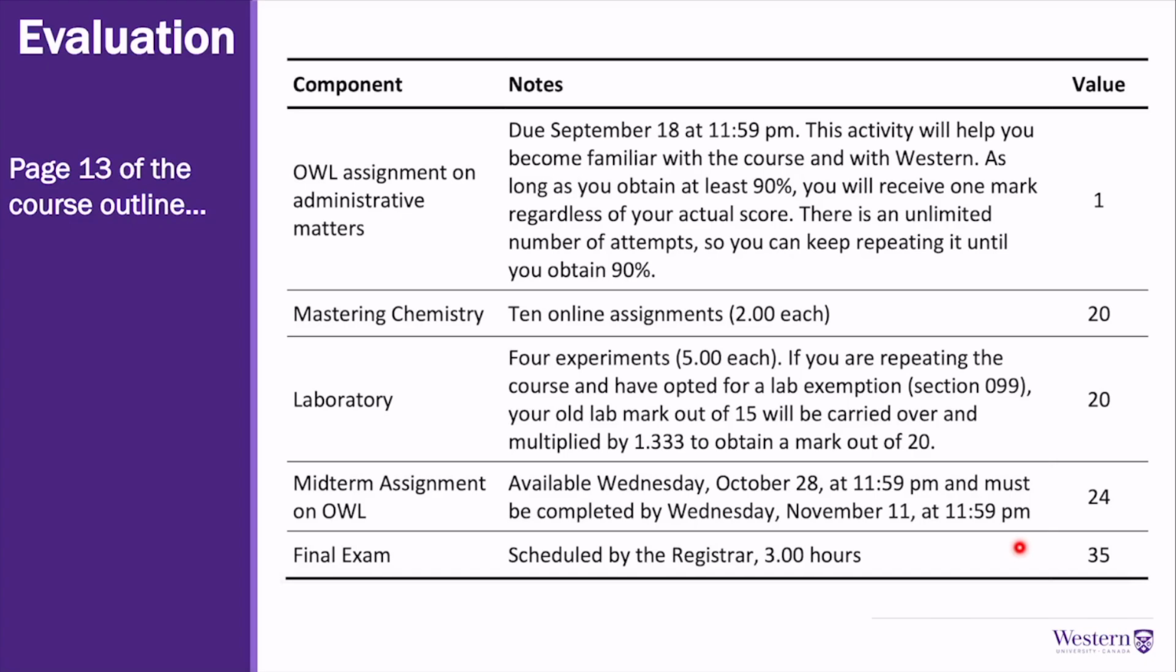Lastly, will be a final exam. This will be a proctored final, and ultimately, this will be scheduled by the registrar. So stay tuned.